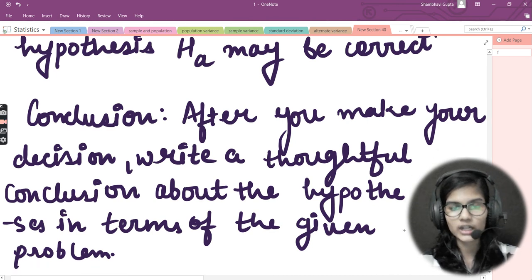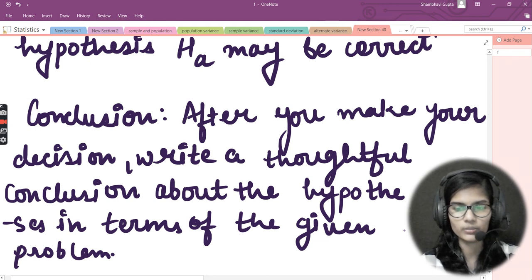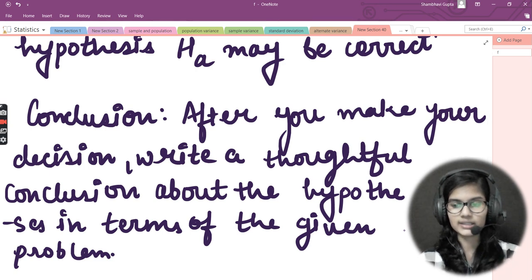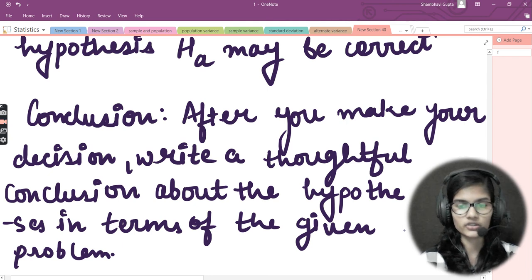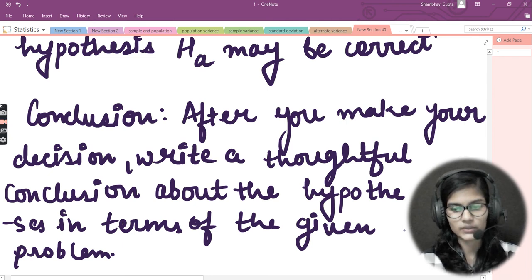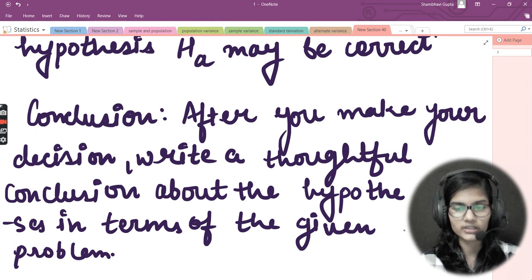And for the conclusion, after you make your decision, write out a thoughtful conclusion about the hypothesis in terms of the given problem. This is how you should proceed in making the decision and the conclusion. I hope I made this very clear to you, how to make the decision and how to make the conclusion.